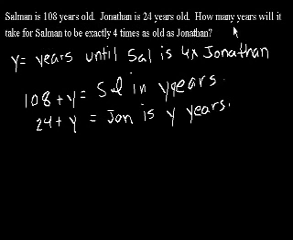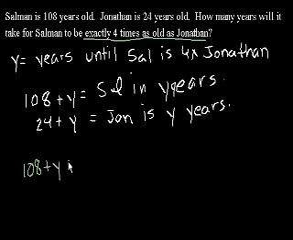And what else does the problem say? It says, in how many years will it take for Salman to be exactly, let me put that in another color for emphasis, exactly 4 times as old as Jonathan? And the exactly is important because Salman is already more than 4 times as old as Jonathan, but they want to figure out exactly when Salman is going to be 4 times as old as Jonathan. Well, in y years, Salman is going to be 108 plus y. And after y years, he's going to be exactly 4 times as old as Jonathan, and Jonathan's going to be 24 plus y years old.